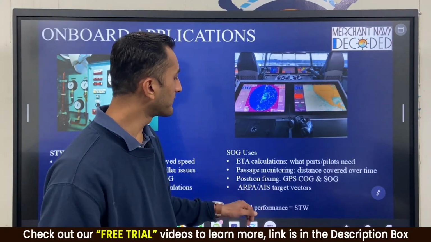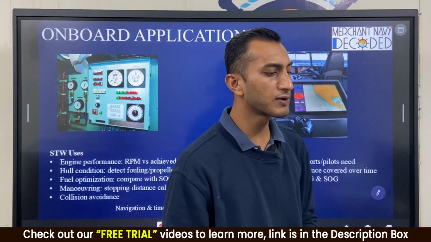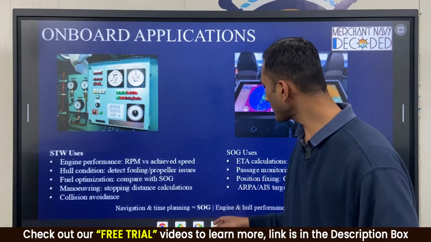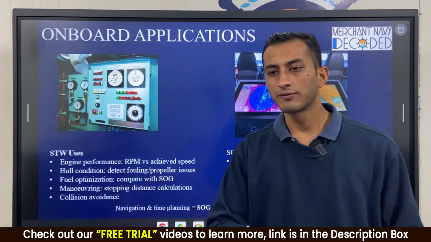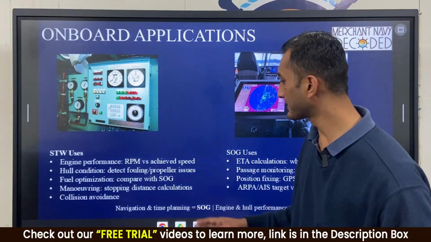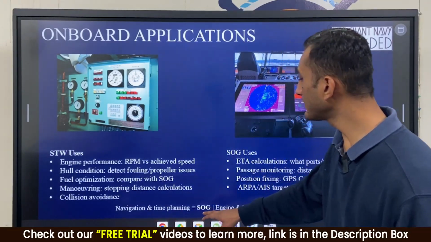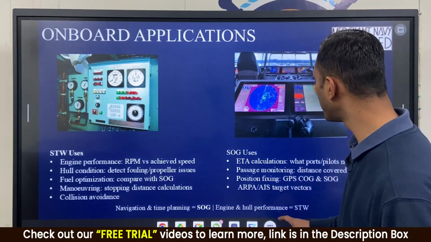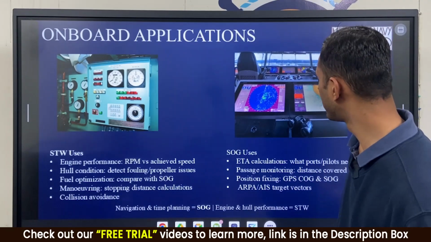Position fixing, ARPA and AIS targets. Why ARPA and AIS targets? Because they are generally not sea stabilised. They take ground into consideration, just like GPS. For navigation and time planning, we use SOG. For engine and hull performance, we use speed through water.